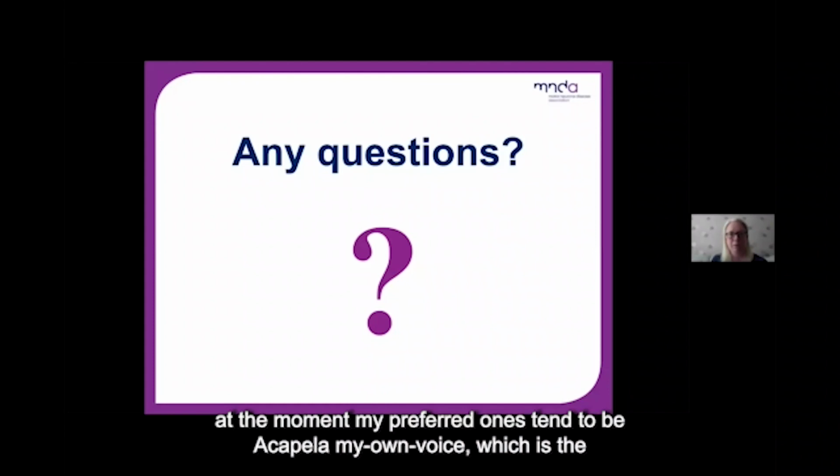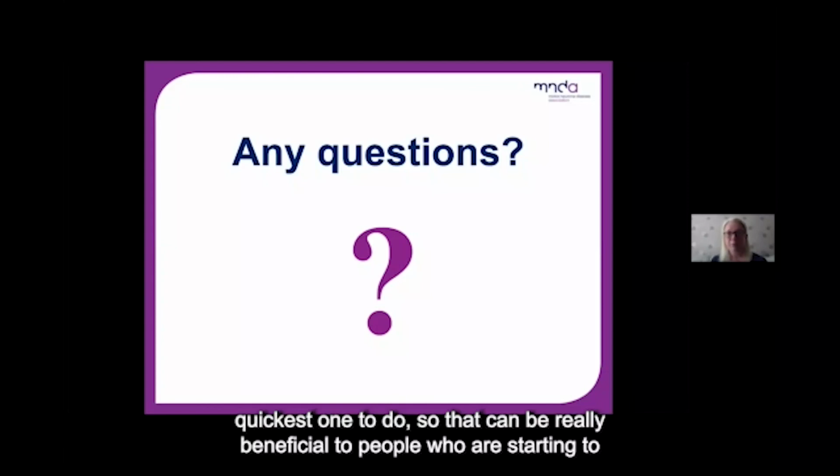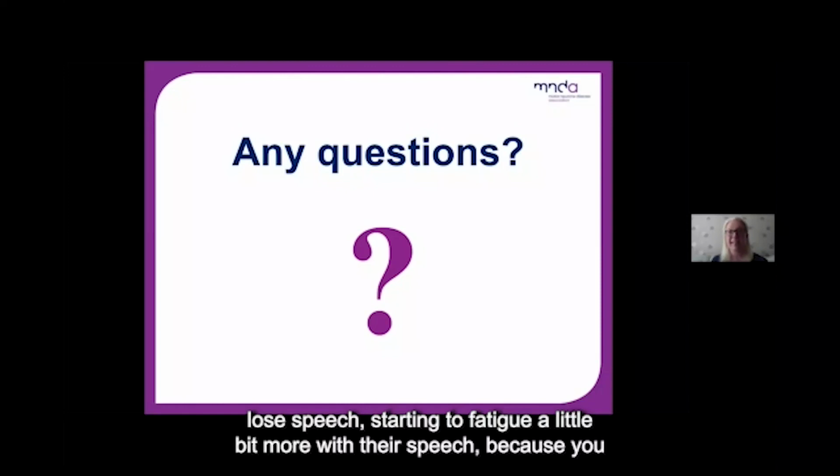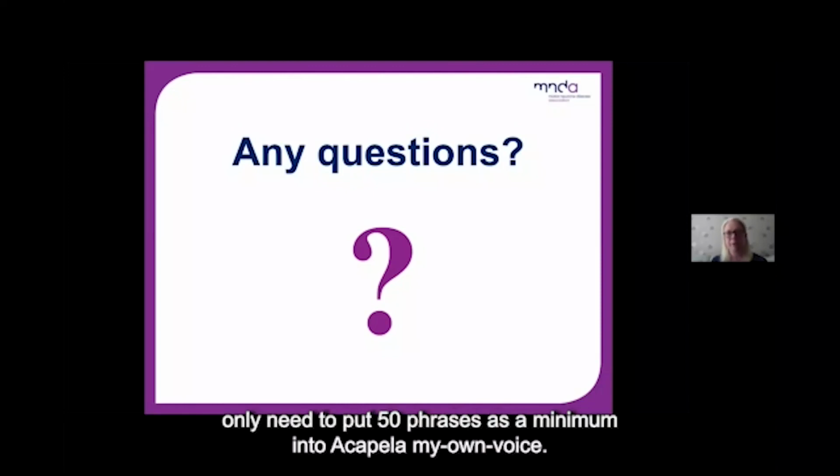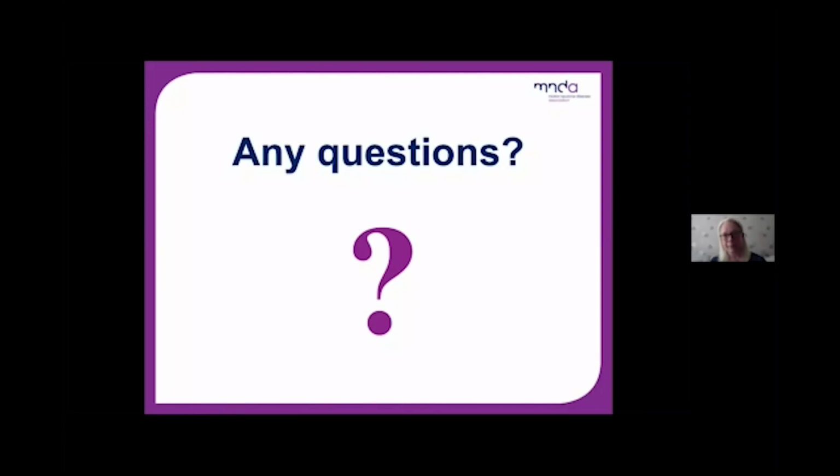At the moment, my preferred ones tend to either be a cappella My Own Voice, which is the quickest one to do. So that can be really beneficial to people who are starting to lose speech, starting to fatigue a little bit more with their speech, because you only need to put 50 phrases as a minimum into a cappella My Own Voice. Speak Unique is another good one.